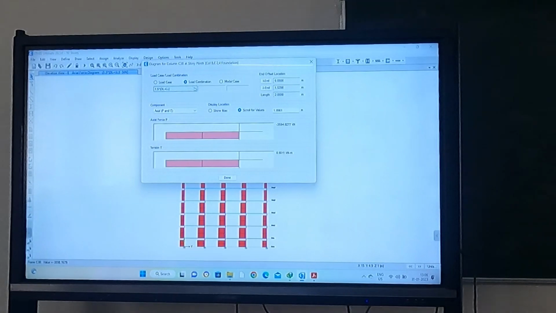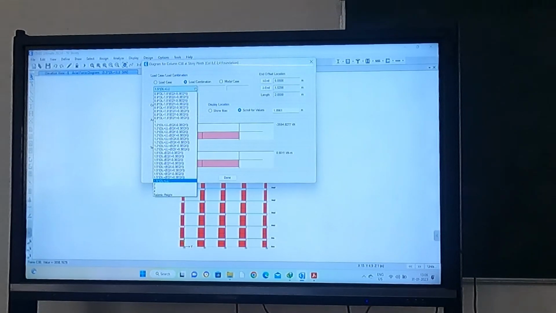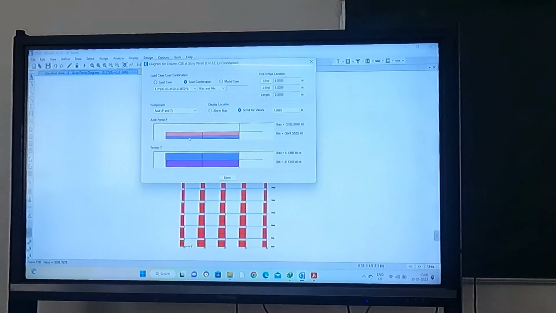Now see, if you want to check this axial load for some other cases, let's say I want to take 1.2 into dead load plus live load plus earthquake in X minus 30% of earthquake in Y. Now see here, maximum is this much and minimum is this much. Why maximum and minimum is coming here? Because your earthquake load is reversible, right? So for both the condition it is showing the result.